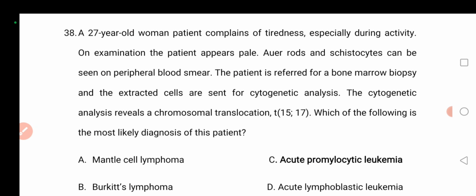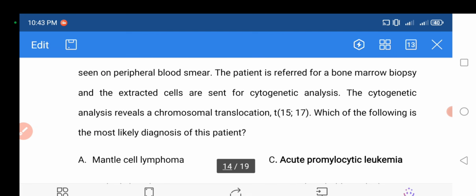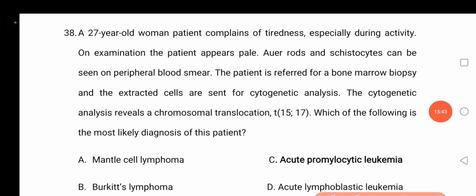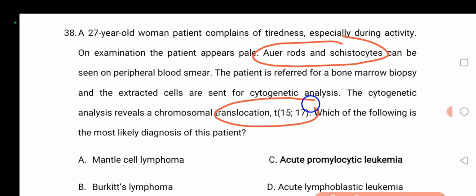So the next question says a 27-year-old woman complains of tiredness during activity. She appears pale, and Auer rods and schistocytes can be seen on the peripheral smear. The patient is referred for bone marrow biopsy. Okay, bone marrow biopsy. Don't forget that there are Auer rods and schistocytes. Cells are extracted for cytogenetic analysis, and the analysis revealed a chromosome translocation t(15;17) between the 15th chromosome and the 17th chromosome. Which of the following is most likely?